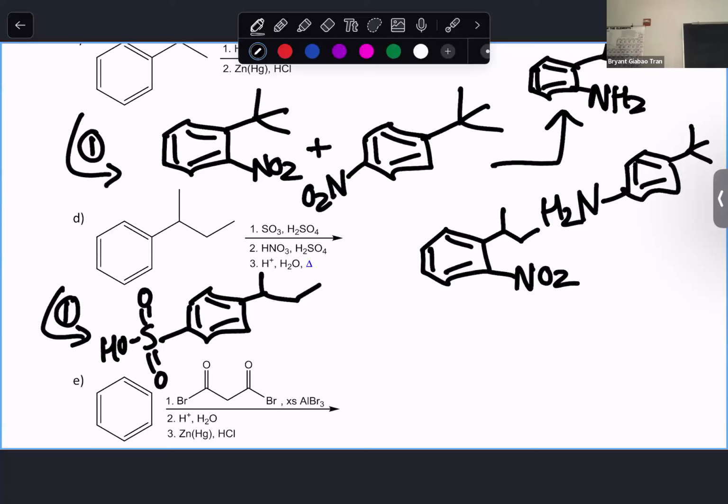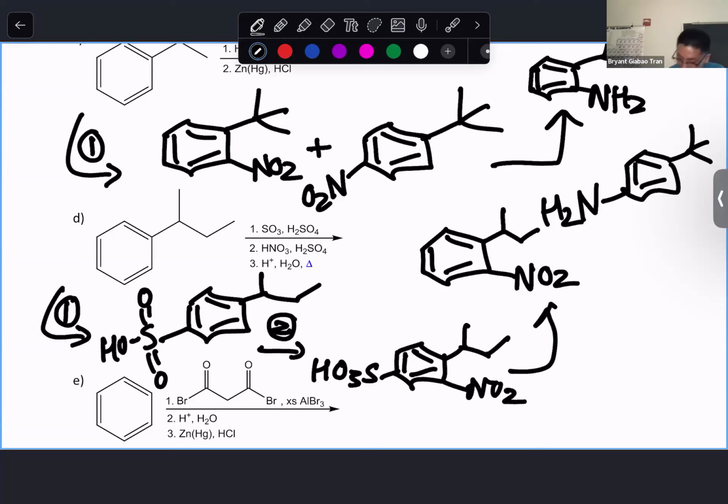Once we block that position, then we could do nitration with that SO3H group still attached to the para carbon there, right? And then the very last step is just to get rid of that sulfonation group by acid and heat, right? So that's the reason why we added SO3H and then got rid of it at the end. SO3H was used as the blocking group. It blocked the para position. Right.